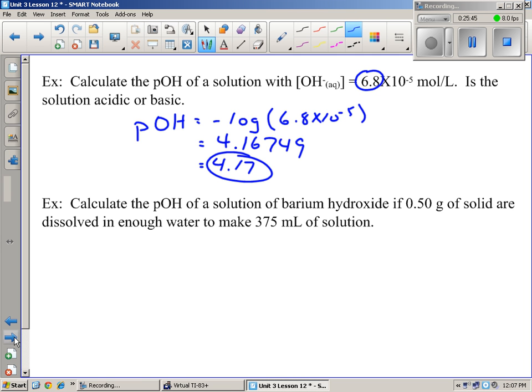Ask you what's the pOH of the solution, and maybe, is the solution acidic or basic? Well, it's a pOH of 4.17, which is between 0 and 7. This is basic, okay? Because we are talking about pOH. All right?